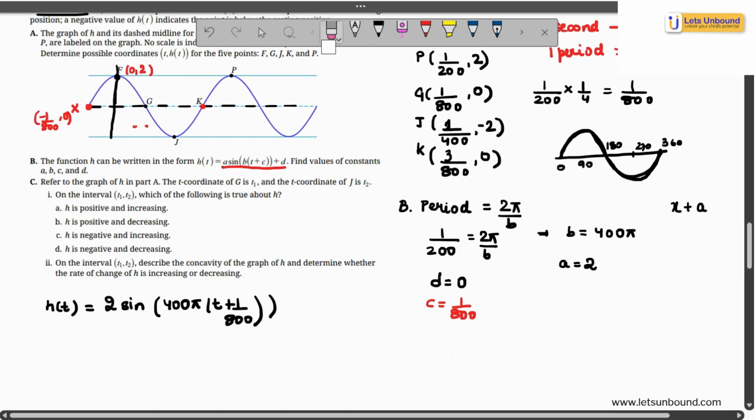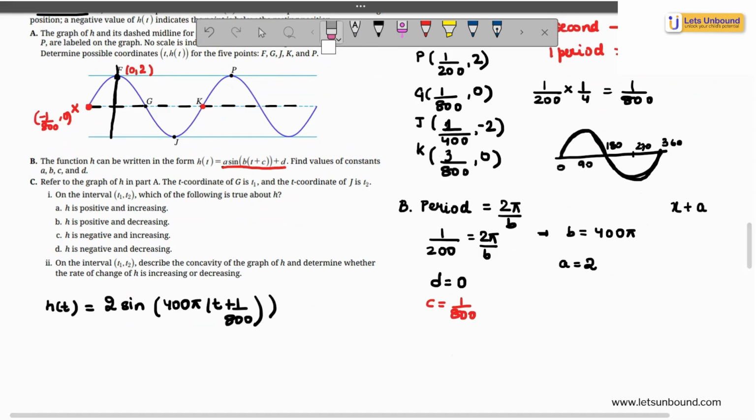You have to remember the important concepts of period, amplitude, and translations to be able to model a sinusoidal function. So this is a very important question to be done without a calculator so that you can understand modeling of a sinusoidal function very clearly. Let's move to the C part now. It says refer to the graph of h in part A.